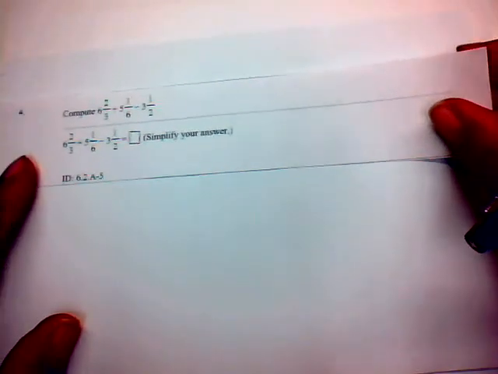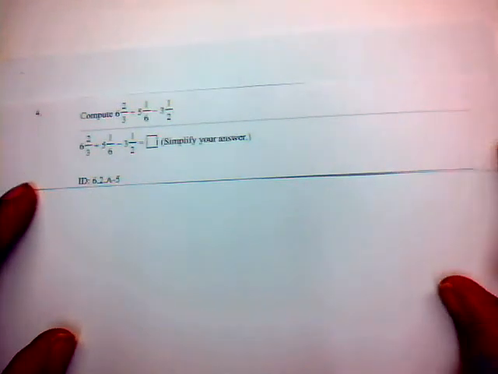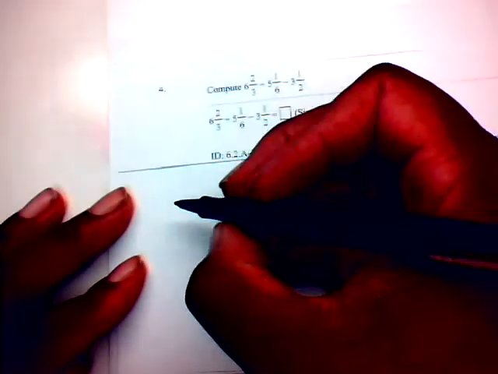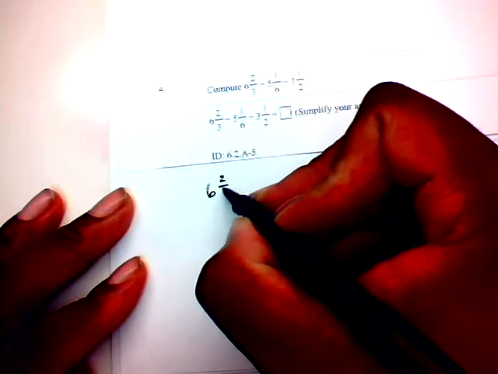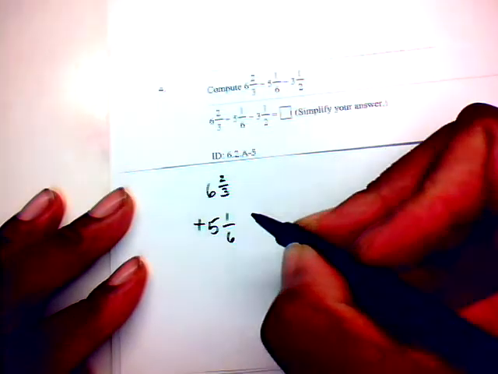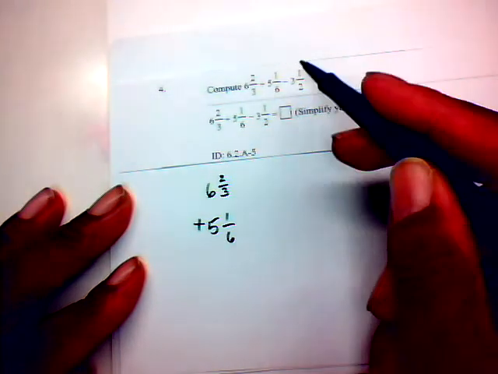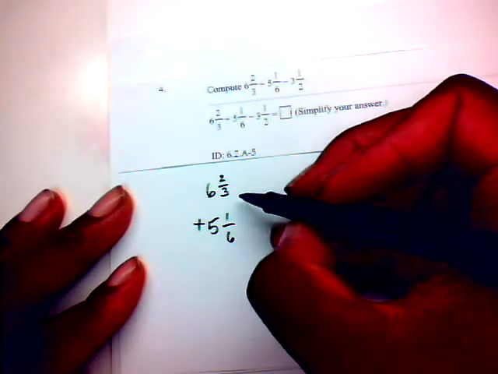Here we want to compute 6 and 2/3 plus 5 and 1/6 minus 3 1/2. Okay, and we're going to simplify our answer to be in simplest form. Let's start with the 6 and 2/3 plus 5 and 1/6. We're going to add those two together. And then whatever that sum is, we're going to subtract 3 1/2 from it.